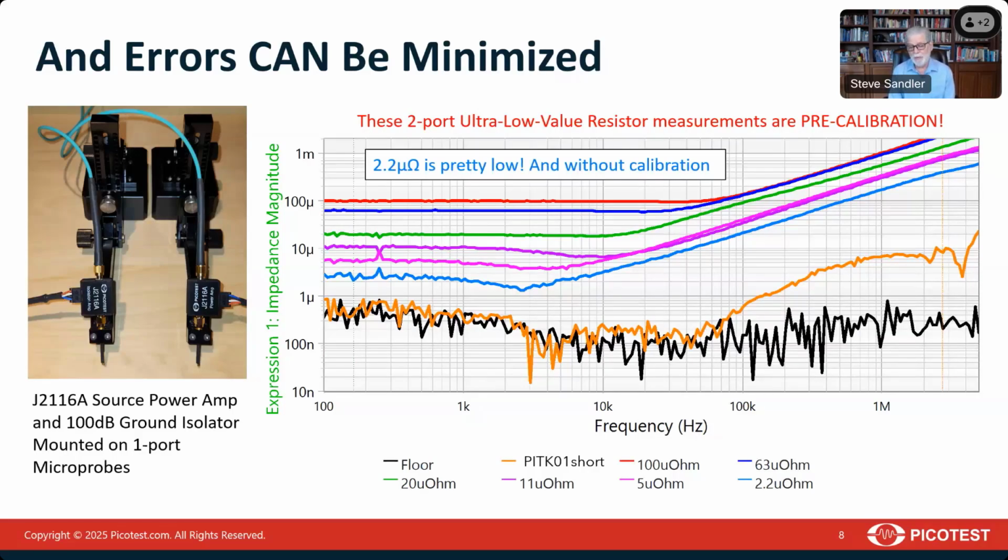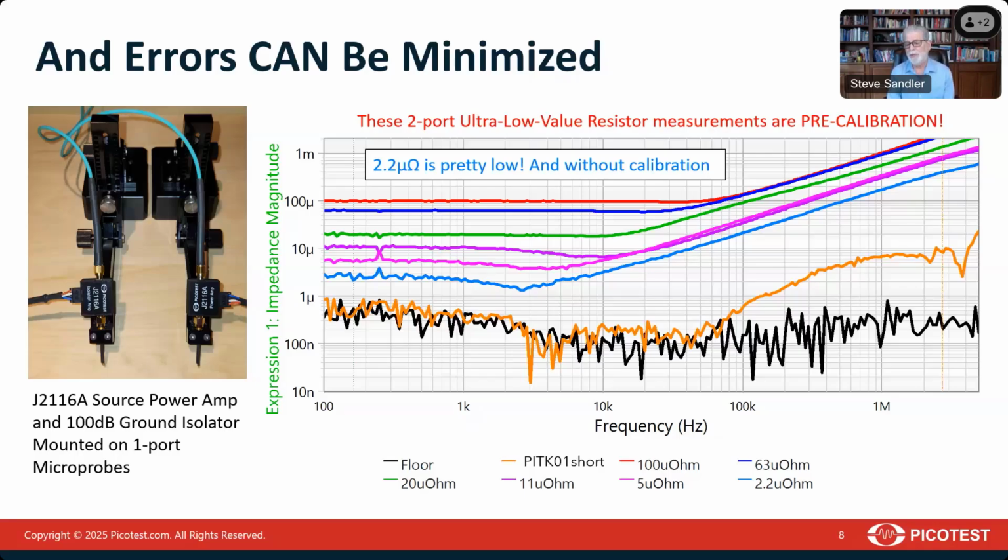And so that's what we did. We made a flat response 100 dB ground loop isolator, which is the right half of our J2116. We also added a high gain source power amplifier on the left side to boost the signals up to get a better signal to noise ratio. And so long as we can keep those responses very flat and frequency independent, and we can keep the connections matched to 50 ohms, we can theoretically get a very good measurement.